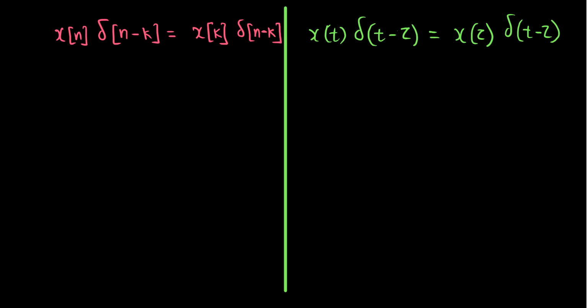What is x of tau here? X of tau is a scalar. That means the value of x that is present at tau. Similarly, in case of the discrete time case, what is x of k? X of k here is the value of x that is present at location k. So it's a scalar. That means that the impulse would be getting scaled by the value of the signal that is present at the shifted location.